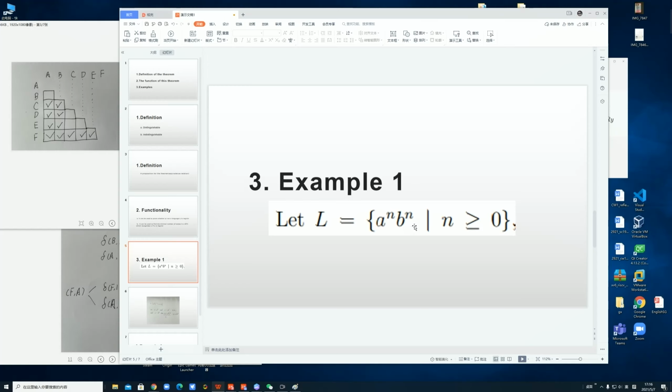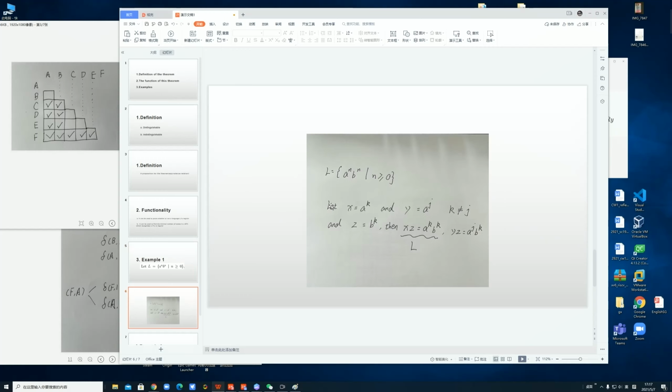This example language is not a regular language. We will show that language L has infinitely many equivalence classes by showing that a to the power of k and a to the power of j are distinguishable by language L. We let x equal a to the power of k and y equal a to the power of j, and k is not equal to j. And let z equal b to the power of k. Then we easily find that xz belongs to language L, however when we do the same thing on yz, we can easily find that it does not belong to language L.